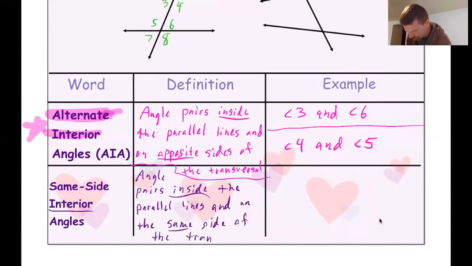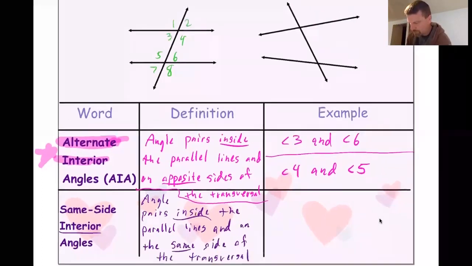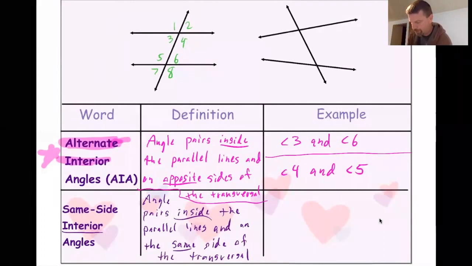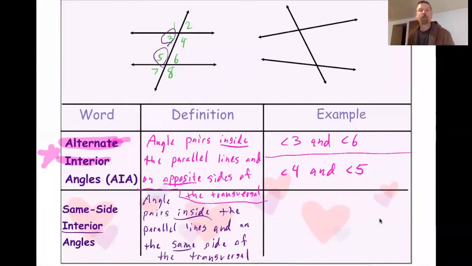So if I had an example here, 3 and 5, they're both on the inside and they're both on the left of the transversal. And the other example would be 4 and 6. They're on the same side, they're on the inside. They're on the inside of the parallel lines and they're on the right of the transversal.